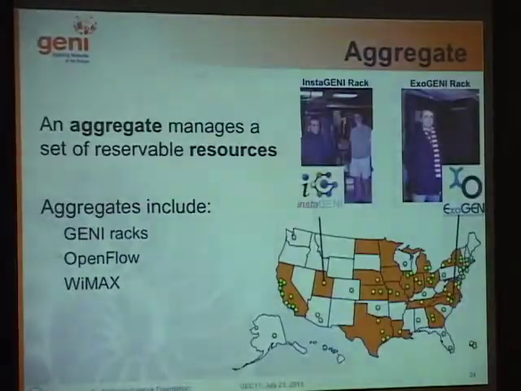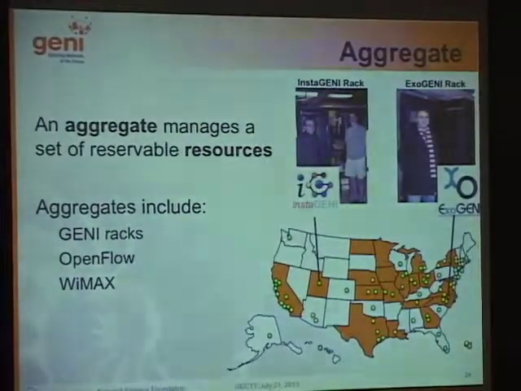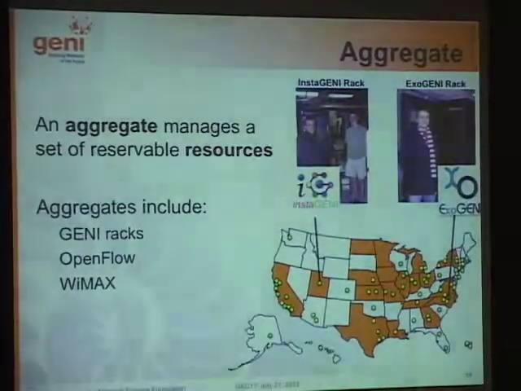Okay, the next term that you hear a lot is aggregate. An aggregate is something that manages a reservable set of resources in GENI. There are different kinds of that. You'll hear a lot about GENI racks. There's OpenFlow aggregates. There's WiMAX aggregates. Today, we're using the GENI racks. In general, the GENI racks include both compute resources and OpenFlow resources, and they include both bare metal machines and virtual machines. There's two different flavors, InstaGENI and ExoGENI.